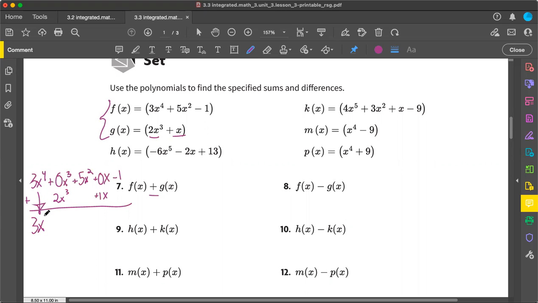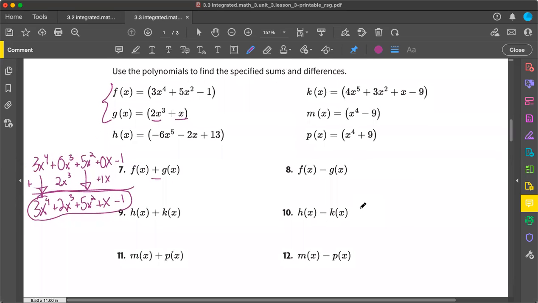I mean, 3x to the 4th is there. You brought on a new cast member, 2x cubed, 5x squared's not talking to anybody, but you're keeping it enlisted. 0x plus 1x is going to add on x. -1 plus nothing just subtracts 1. So that's 7. I don't think it's too bad.